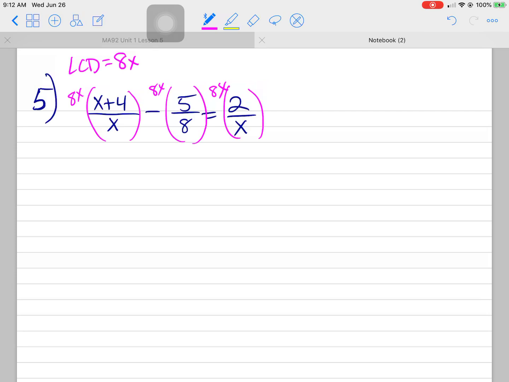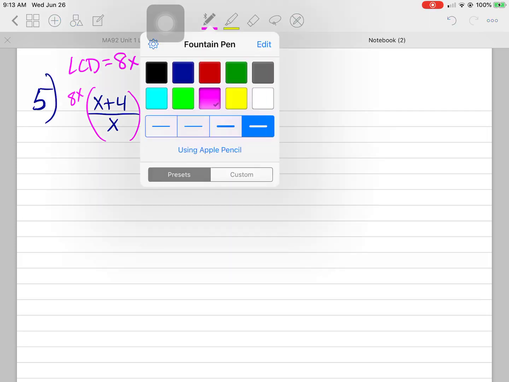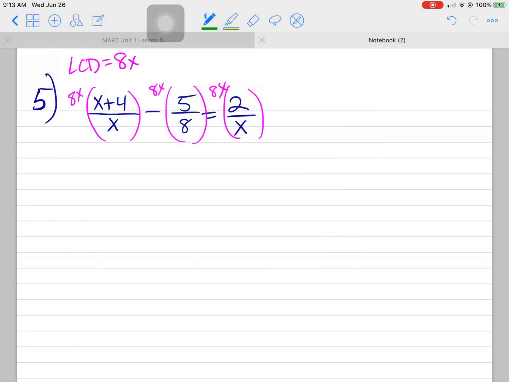So, second step would be to reduce. If you can, here I'm going to write it off to the side. So this is 8x times x plus 4 divided by an x. You're going to get rid of the x's there. That gets rid of the fraction, and you're left with 8 times, I didn't mean to write x twice there, x plus 4.